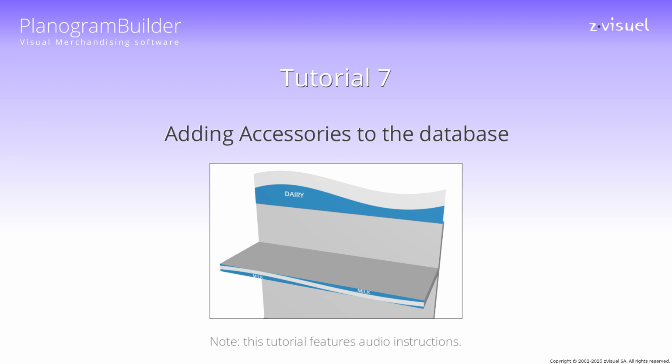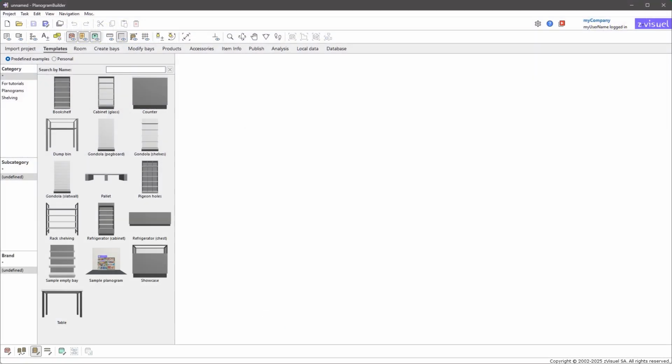Planogram Builder Tutorial 7, Adding Accessories to the Database. In the previous tutorials, you learned how to add products to the database. You will now see how to add accessories such as shelf strips and bay headers.